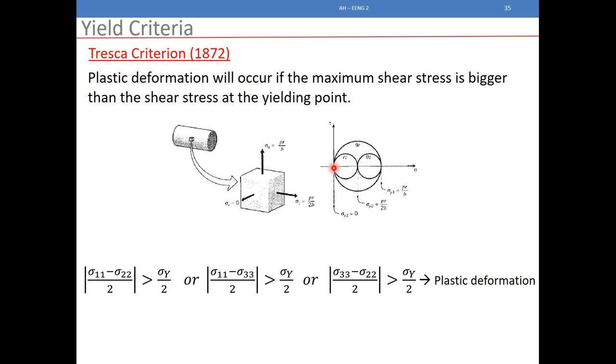So how do you find the radius? We said we take sigma max minus sigma min over 2, that's the radius. These three are the three principal stresses. I take the three principal stresses and compare: sigma 1 minus sigma 2 over 2 should be greater than sigma y over 2; sigma 1 minus sigma 3 over 2 should be greater than sigma y over 2. Then I take the third, sigma 3 minus sigma 2 over 2, and I also take the absolute value, because sigma y, the yield strength, is always positive.